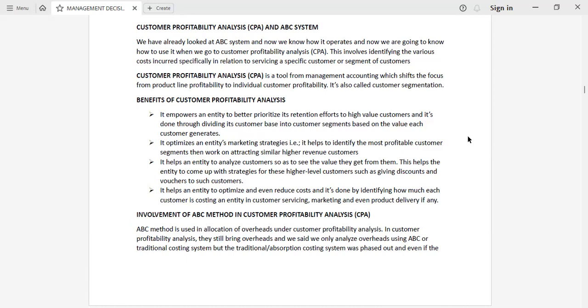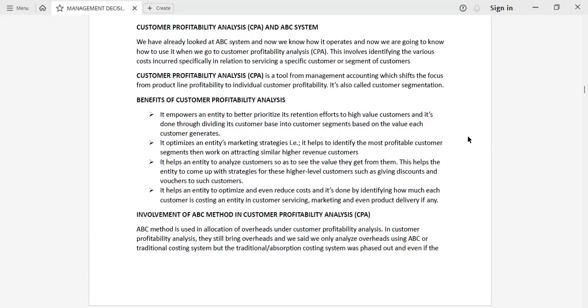Within the customer profitability analysis, we are seeing that it is a tool from management accounting, and it shifts the focus from product line profitability to individual customer profitability. And that's what we call customer segmentation. In other words, we group customers in different categories, and we see how much we spent on those customers, and how much we have actually got in terms of profit.